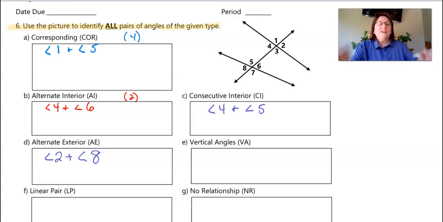Vertical angles. VA, vertical angles. Hey guys, this is from chapter 1, right? All right, vertical angles. It doesn't tell us if they're inside or outside. Vertical angles are created by the X, by intersecting lines. So I'm going to go down here to angle 6, and we're going to start with angle 6. I'm going to ask you guys, which angle up there is vertical to angle 6?